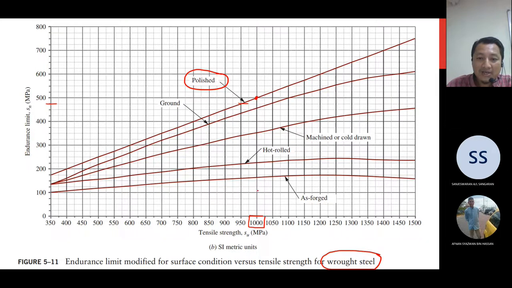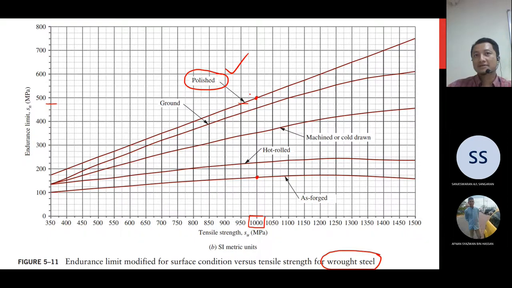Berbanding kamu tak buat apa-apa finishing proses, iaitu forging saja. Meaning, selepas kena forging, ketuk kan, keluar begitu je lah. Surface dia sangat kasar. So, bila sangat kasar, dia senang nak crack. So, nak bagi tahan lagi, kamu polishing.